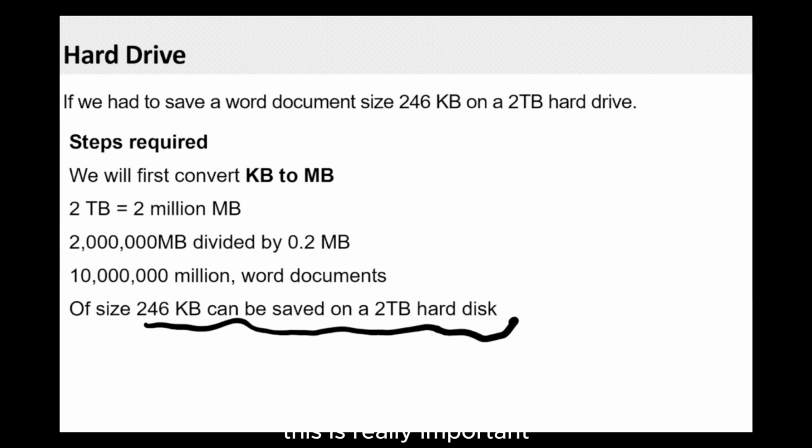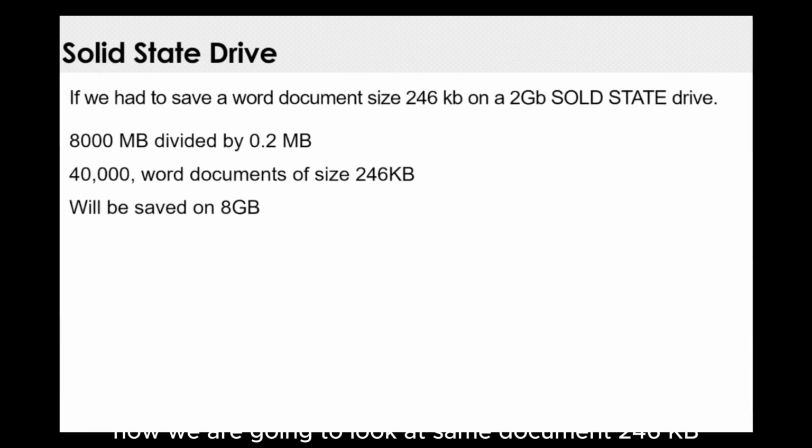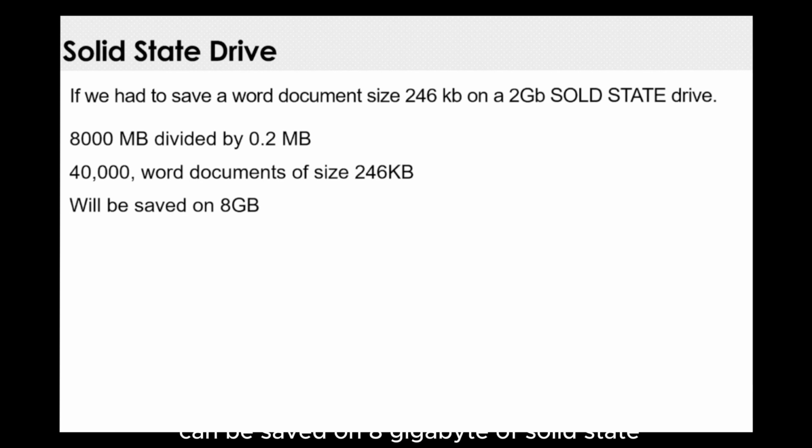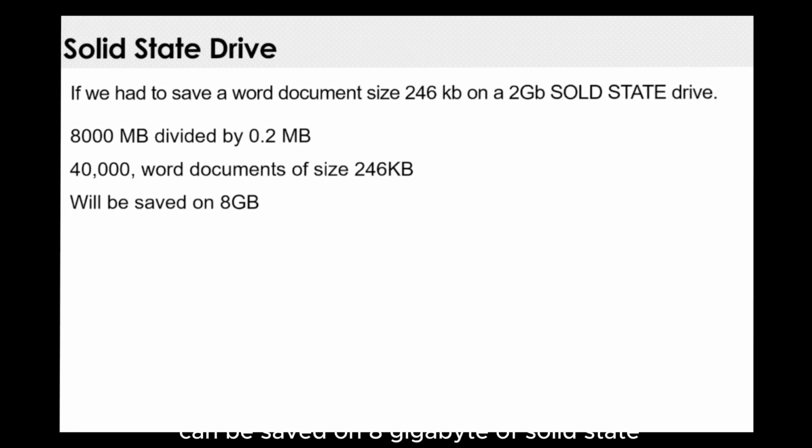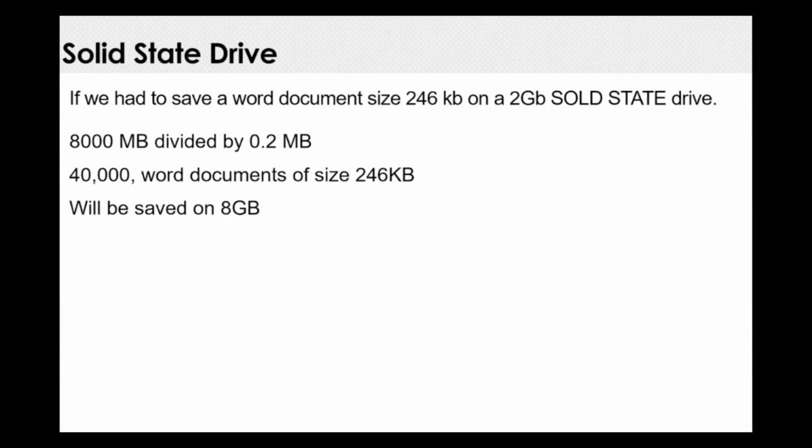Okay, so this is really important that we are comparing different scenarios. Now we are going to look at same document 246 if it's going to be saved on a solid state drive. How would we do that? We would divide 8000 MB by 0.2 megabytes. Then we would have our answer as 40,000 word documents of a size 246 kilobyte can be saved on 8 gigabyte of our solid state.